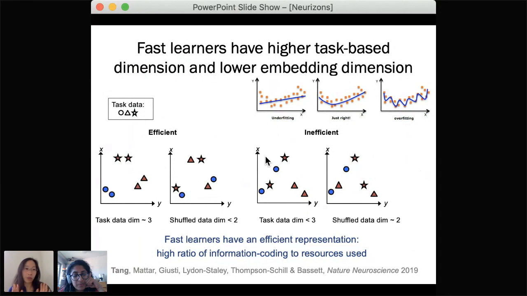We didn't know or think that it would be there, but then we saw this, and so it's kind of cool that fast learners have both of these two things: high dimension according to the task, but yet smaller dimension of just their scrambled data compared to the slow learners.